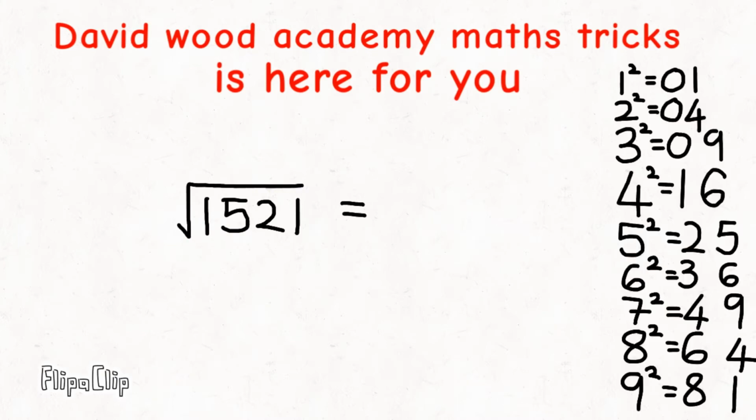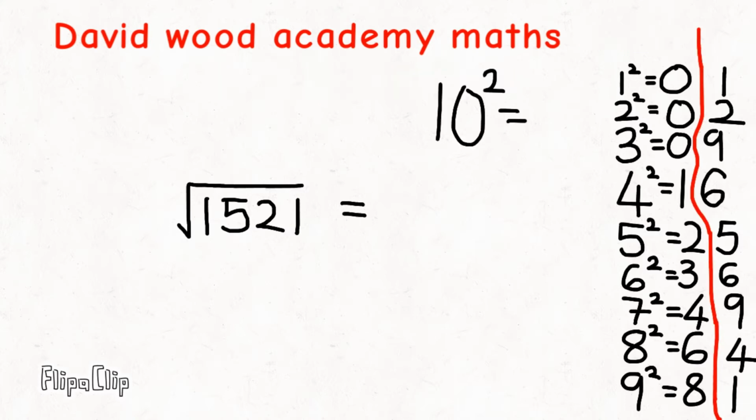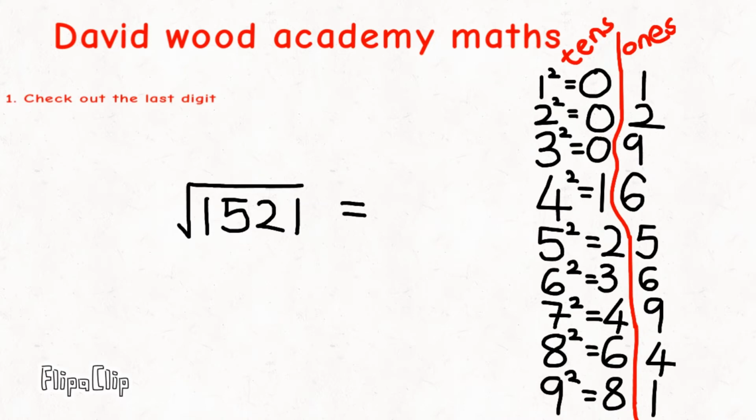But first, you simply need to remember the first 9 perfect squares. Make that 10 if you want to add 10, that's 100. Now you want to break down these perfect squares into 1s and 10s. Check out the last digit of the number whose square root you want to find. In this case, the last digit is 1. Look out for the number whose square has the same last digit.